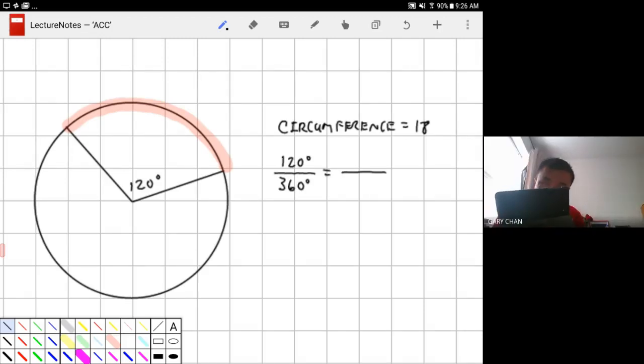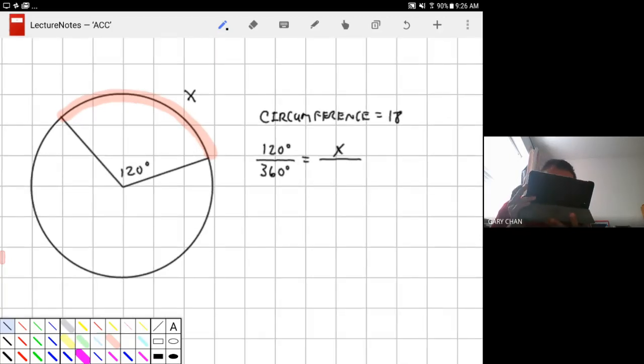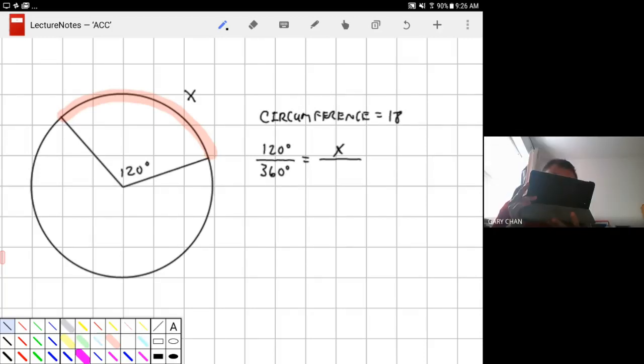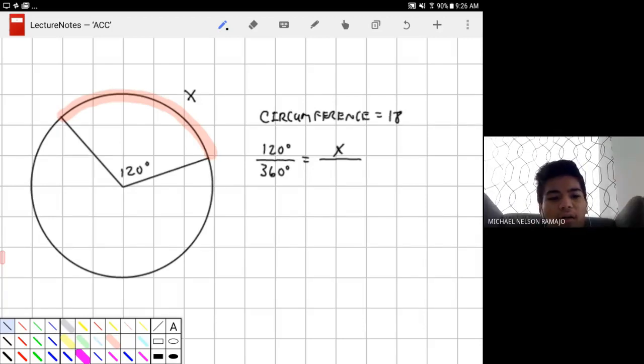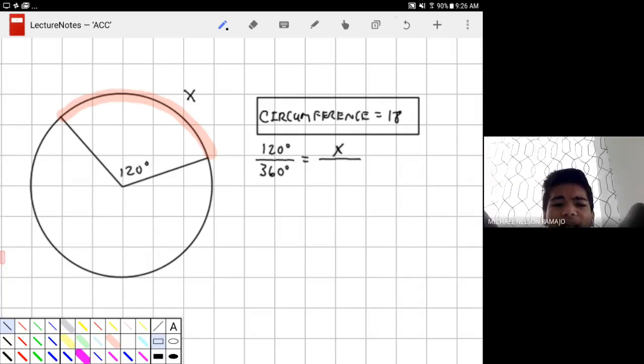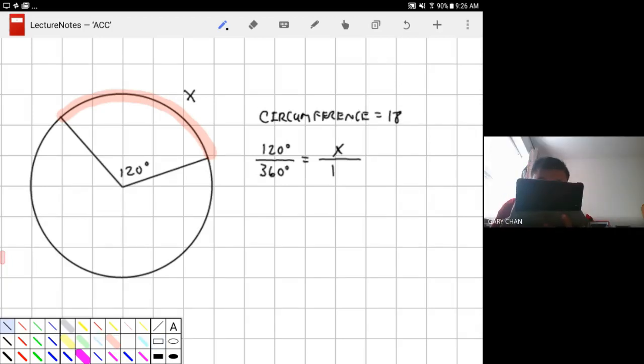And I want to know what this arc length right here is. I want to call that x. If I call that x, it should be proportional to x divided by, what's the full circumference again, Michael? The radius is 120, so it's 240. No. The circumference. What's the circumference? 18. It's 18. Right? The circumference is 18.